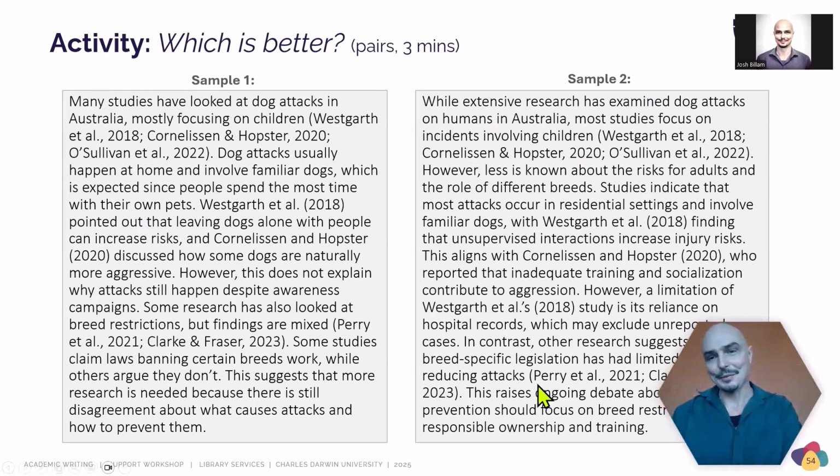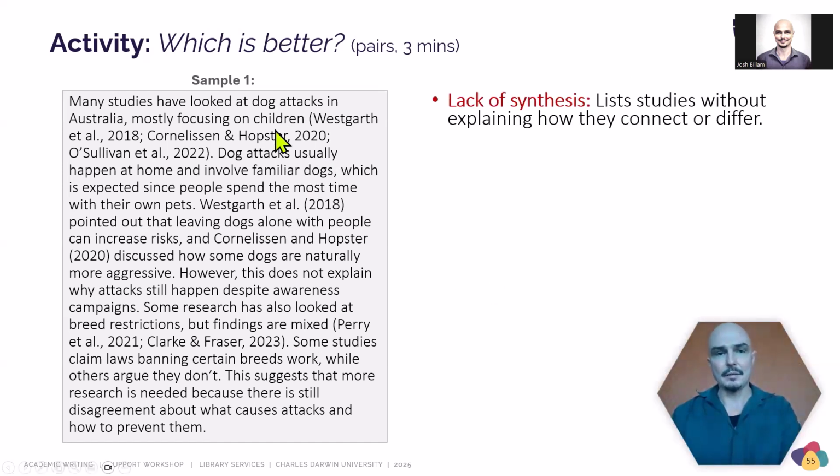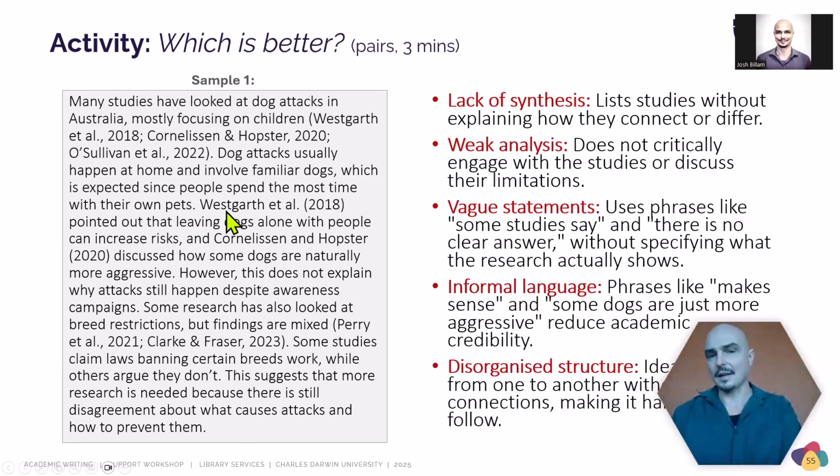All right, so the one on the right is better. The one on the left doesn't really synthesize the sources. It just says, this source said that, this source said that, this source summarized, this source overview. It doesn't really analyze them or critique them or compare them with each other. It's just a shopping list sort of lit review.